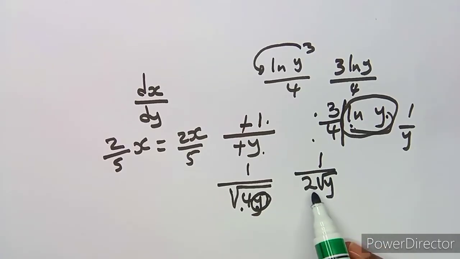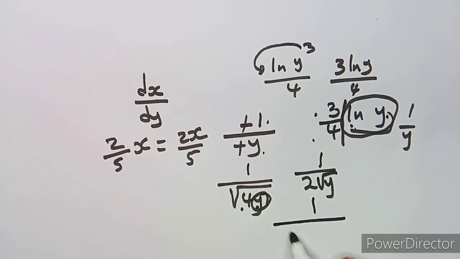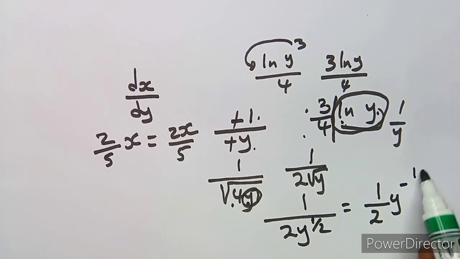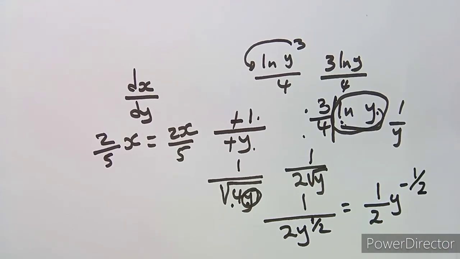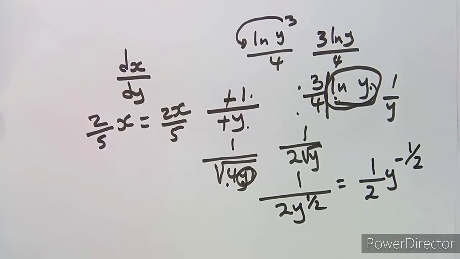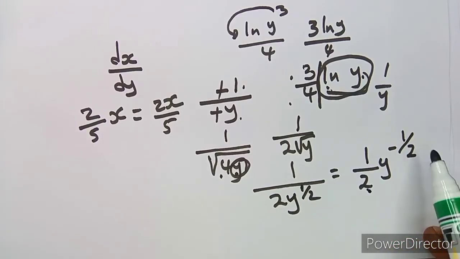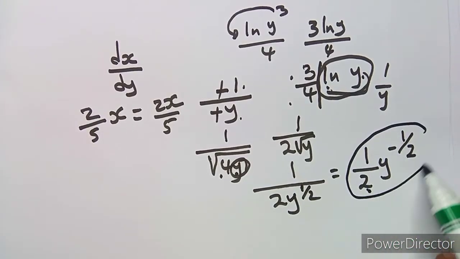Now we have got 1 over 2 square root of y, but the square root of y we know is the same as y to the exponent of a half, which can be written as 1 over 2 times y to the exponent of minus a half, because this y is the one that you want to find its derivative, not this half. So this half is not going to be affected. Here we are just rewriting. We are not finding the derivative, we are just rewriting.